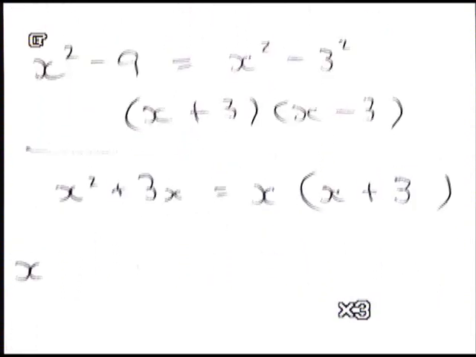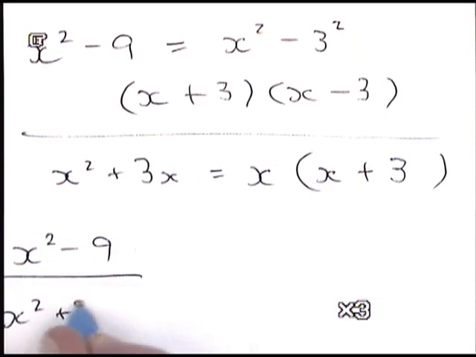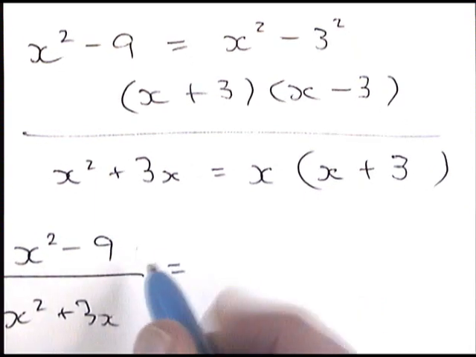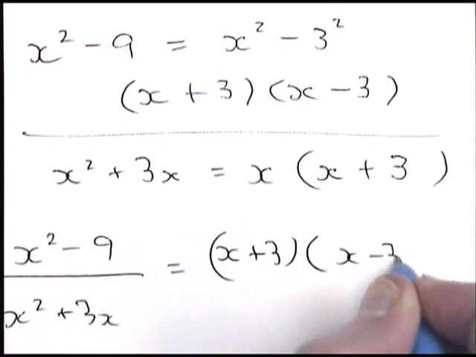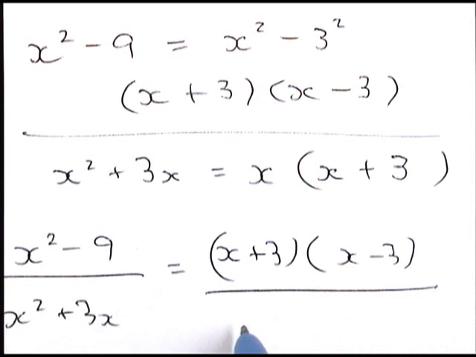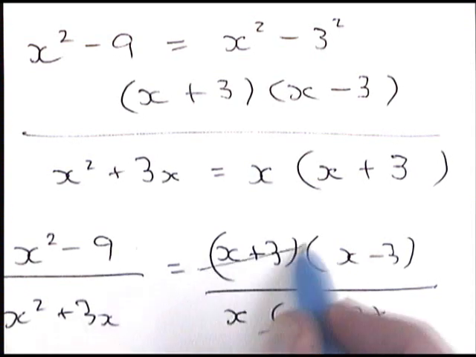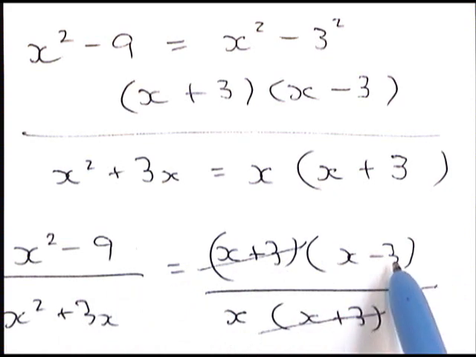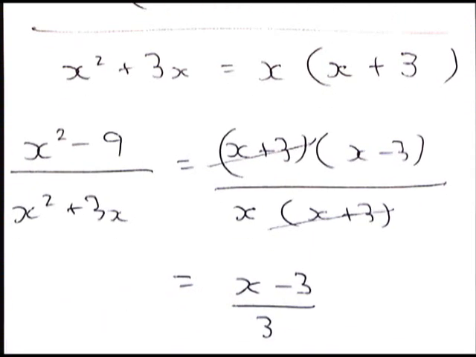So if we move to the final stage of the question, this is what we had at the beginning. The top line I said I could write as x plus 3, x minus 3. The bottom line I can write as x and x plus 3. You should be able to spot that the x plus 3 bracket is in both bits, so that will cancel out, and I'm left with just x minus 3 on the top and x at the bottom. So my final answer for this question will be x minus 3 over 3.